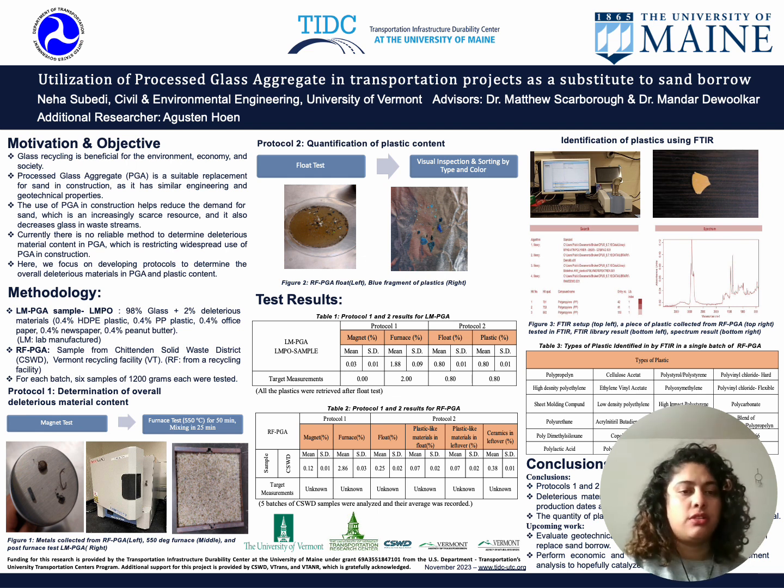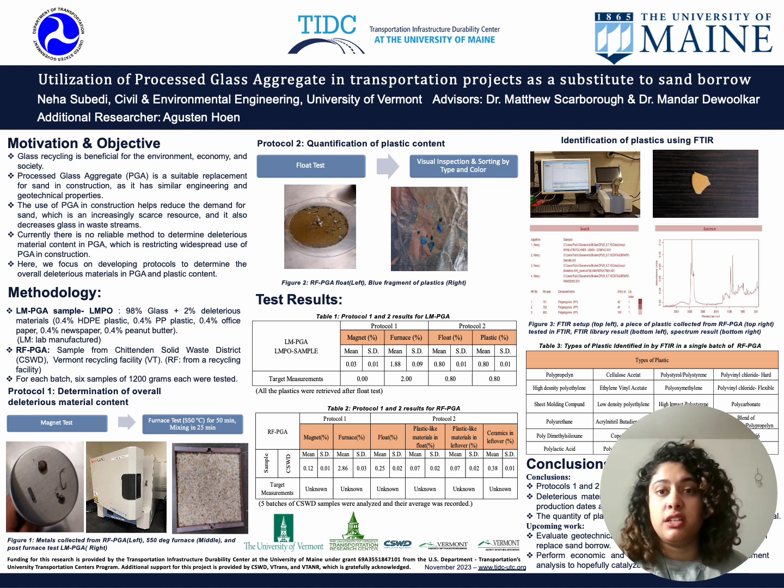The first protocol is the combination of magnet and furnace tests. We carry out the magnet test on our samples, which gives us the total amount of ferrous metals present. Then we burn the leftover materials in a muffle furnace at 550 degrees Celsius and obtain the removal of the remaining deleterious materials. The aggregate of these two tests gives us the total deleterious materials in PGA.